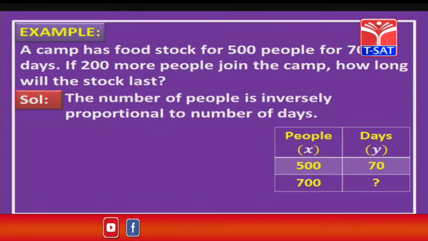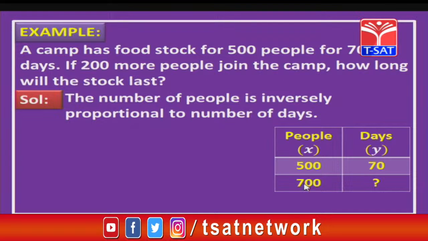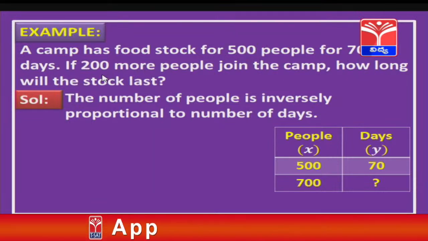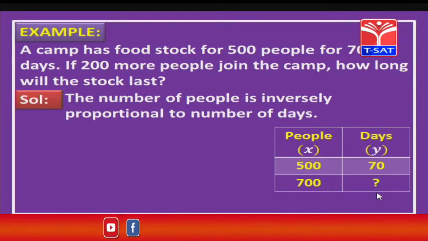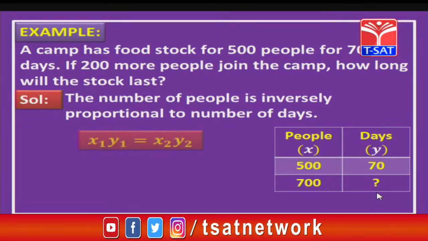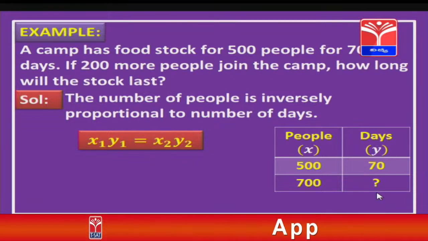So, in the first case, when there are 500 people, we have 70 days of stock. Now 200 is increased. So previously there were 500, now 200 more are added to that. That means what is the number of people now? 700. So for 700 people, how many days will the stock last? That is what we need to calculate. So already they are in inverse proportion. So I can write x1 into y1 is equal to x2 into y2.